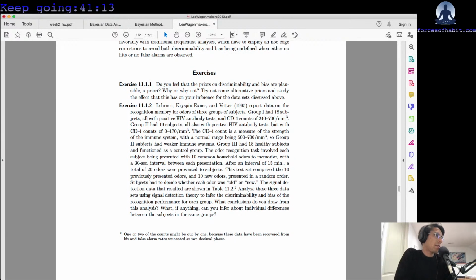Leonard, Crispin, and Vetter report data on the recognition memory of odors. 3 groups. Group 1 had 18 subjects, all with positive HIV antibody tests, and counts and CD4 counts.